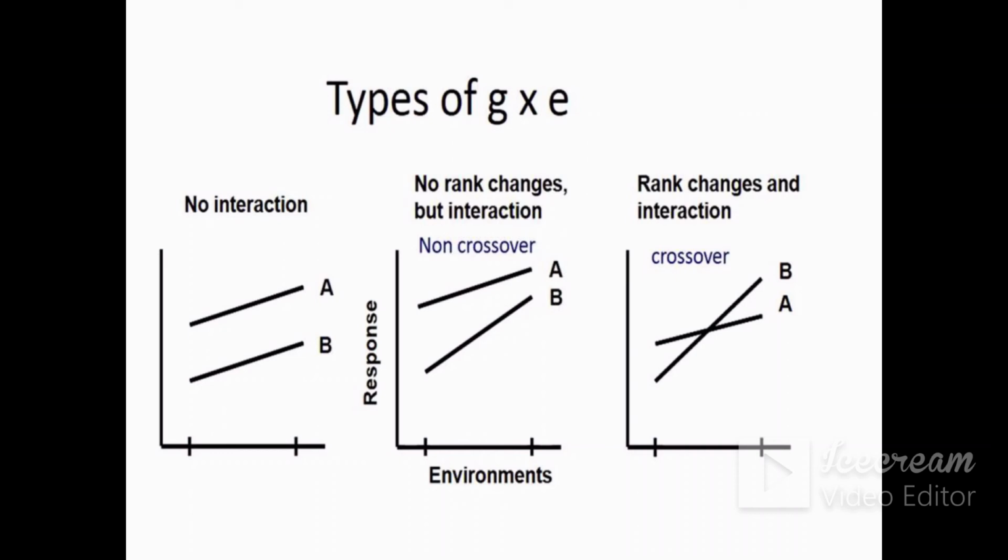In this condition, we can see that in environment 1, the first environment, the A animal is on the top. The production of the A animal is better in environment 1. But in the second environment, the production level of the B genotype is better. So here we can see that the rank is changing. So this is the third condition. Due to interaction, there is a change in rank.